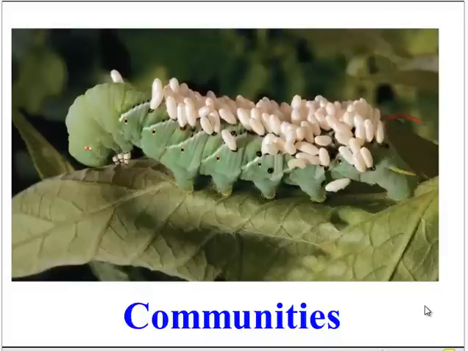In this picture, there are many different species interacting in different ways. For example, this caterpillar is eating the leaf, and these larvae are feeding off of the caterpillar. These are the type of interactions we're going to explore in our video on communities today.